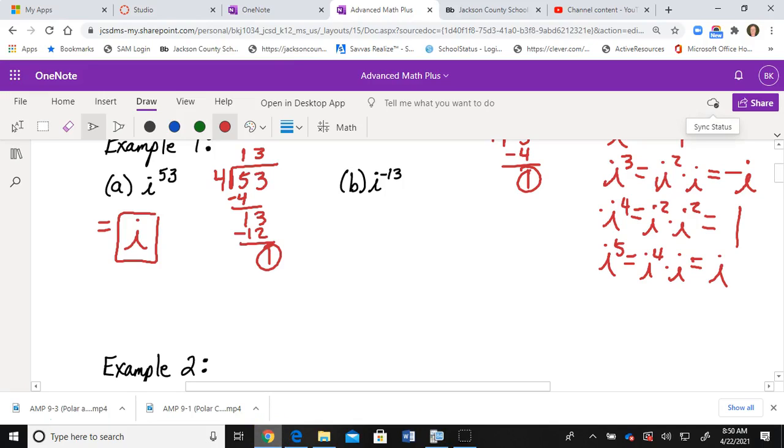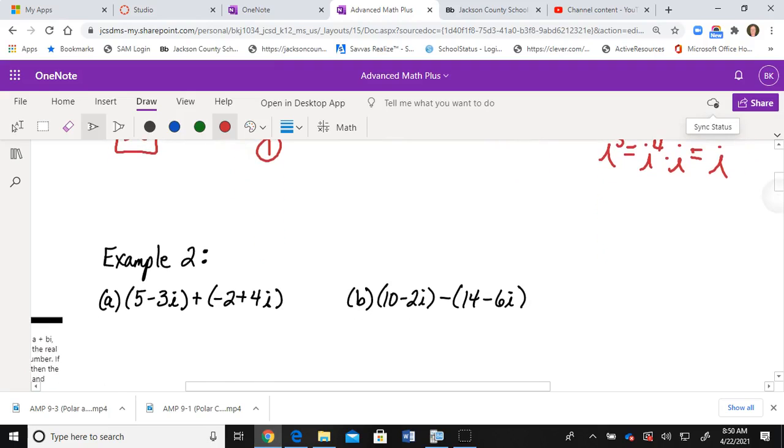Negative 13. What's different? It's negative, okay? So if I can, let me write this out a little bit. Wait, so taking our test, you want us to... You can put it in your calculator.